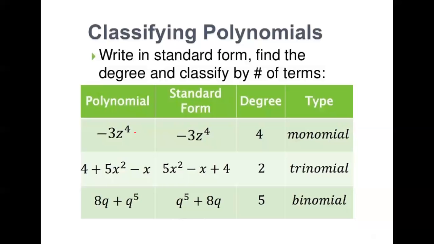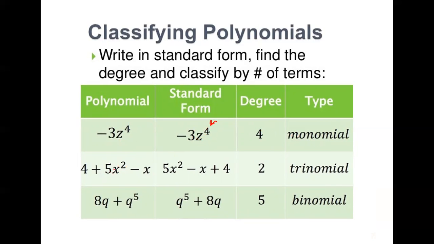All right, so classifying again, just breaking down a little more. Here, if I asked you what type of polynomial this is, it's in standard form because it's a monomial. And its highest degree is 4. So therefore, this is a 4th-degree monomial.